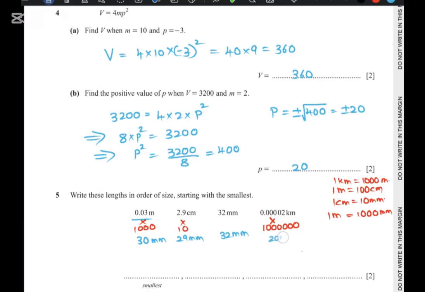This 20 millimeters. So now what is the smallest number in this? The smallest number is 20 millimeters. So that is 0.0002 kilometers. This is the smallest. Then the next smallest is 29 millimeters, that is 2.9 centimeters. The next smallest is 30 millimeters, which is 0.03 meters. The next smallest is 2.9 centimeters. No, sorry, 32 millimeters. Done.